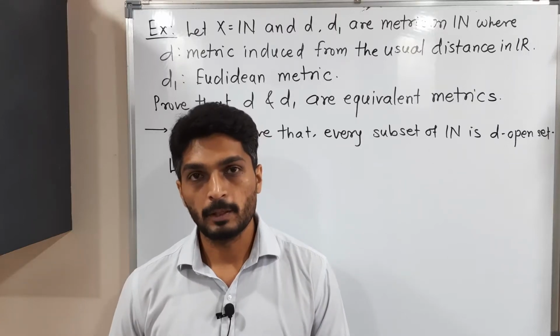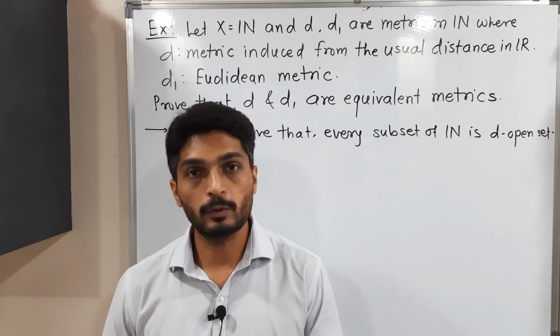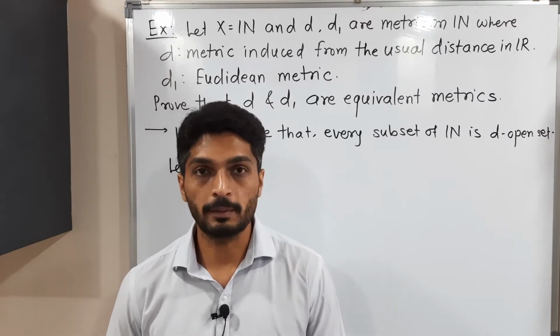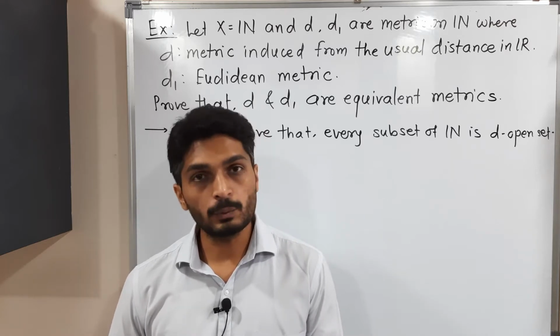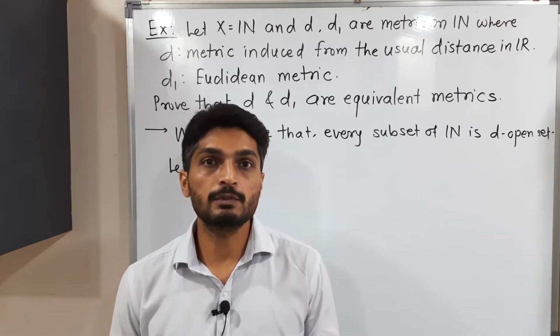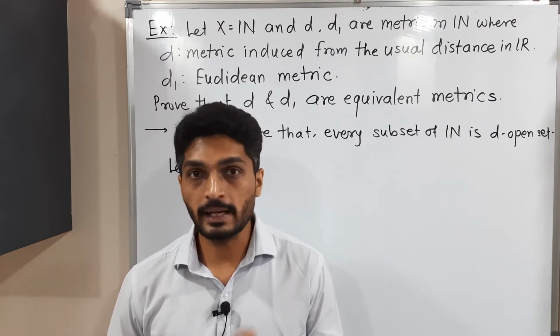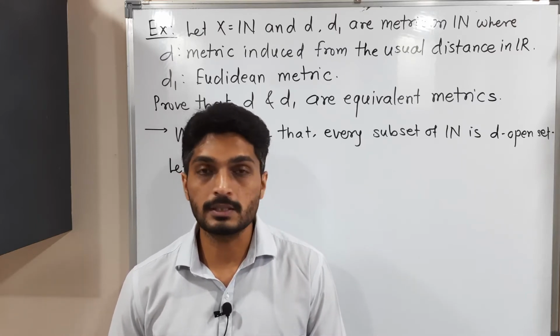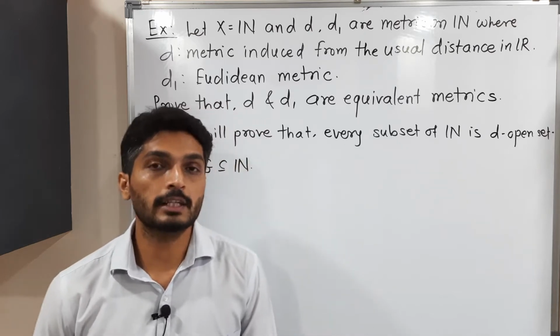Let us discuss this example. In this example, the given set is the set of natural numbers. You are familiar with that: 1, 2, 3, 4 and so on. Two metrics are defined on the set N. The first one is the usual metric, that means d(x, y) is equal to |x - y|. And the second one is a discrete metric. In that discrete metric, we have just two options: the distance is either 0 or 1. We have to prove that these two metrics are equivalent.